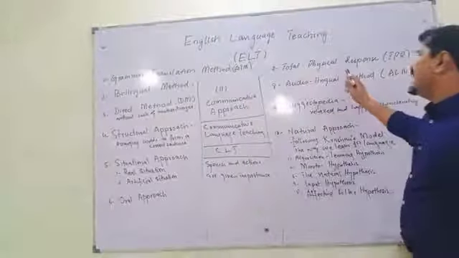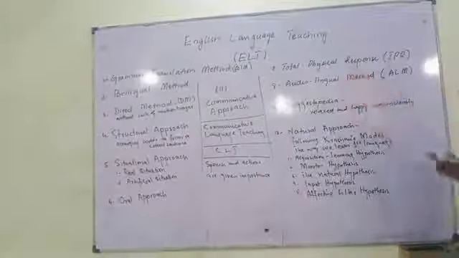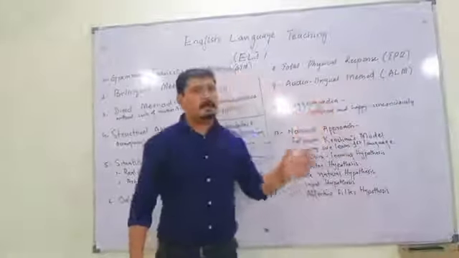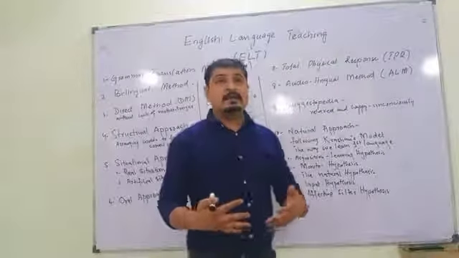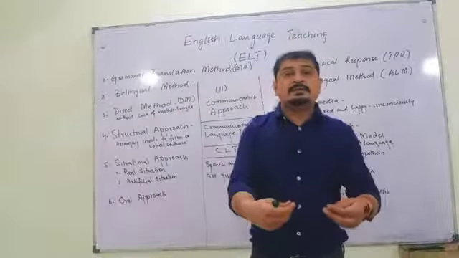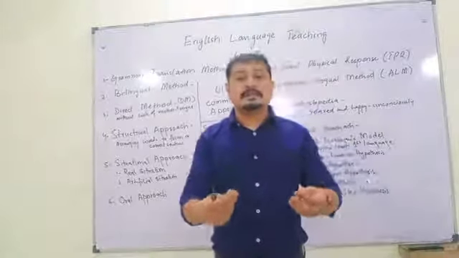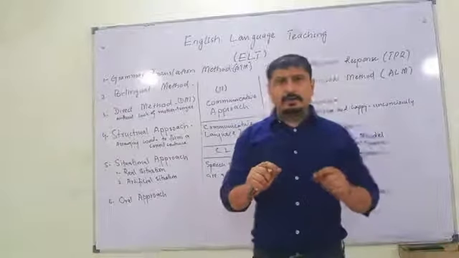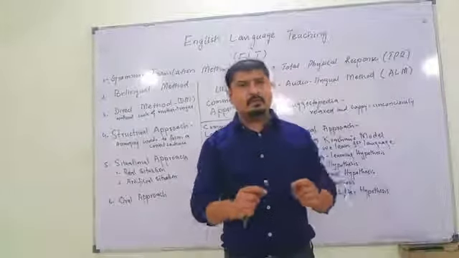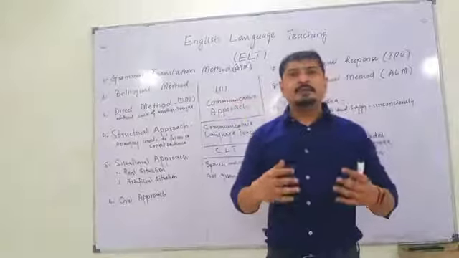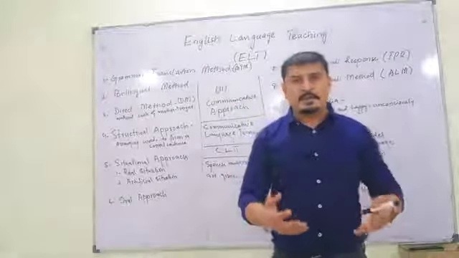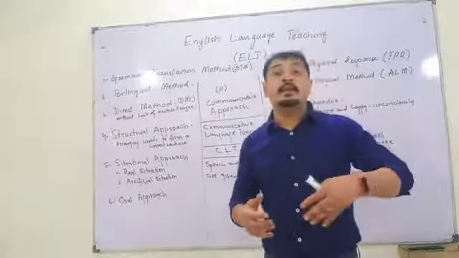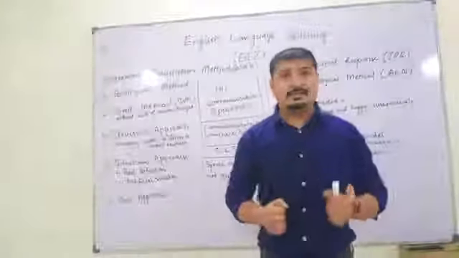Number 7, we have total physical response, shortened as TPR, where the teacher himself gives 100% to the students to teach them English language. And it is mostly observed in our nursery, KG classes or 1 to 3, where the teacher uses certain expressions, body language, to teach the language. For example, run, and then he does like this.